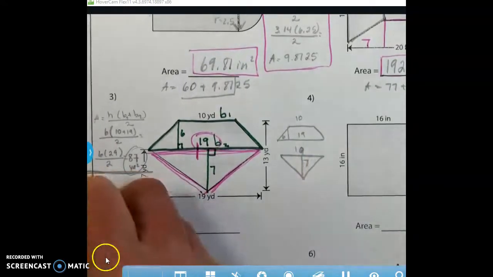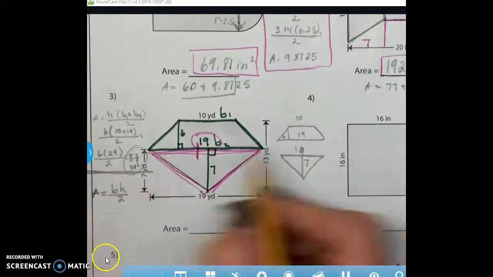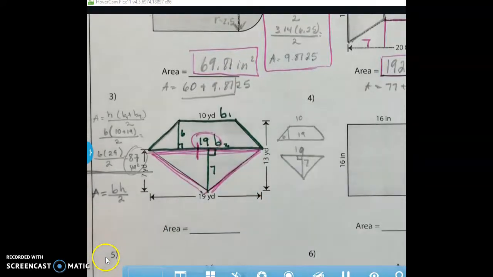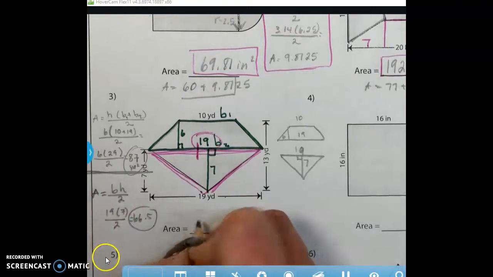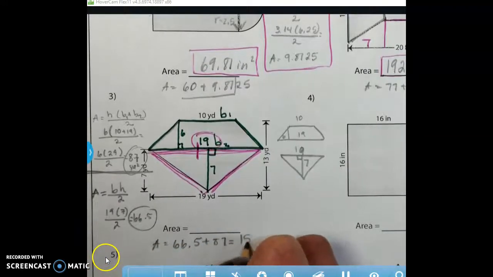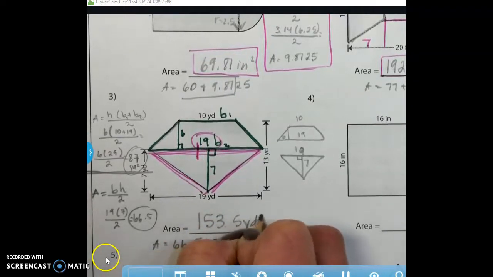So area of a triangle would be base times height divided by 2. And base and the height, super important. These two numbers always have that perpendicular relationship. Super, super important. So then we have 19 times 7 divided by 2 will give us 66.5. So area would be 66.5 plus 87 for the total of 153.5 square yards.